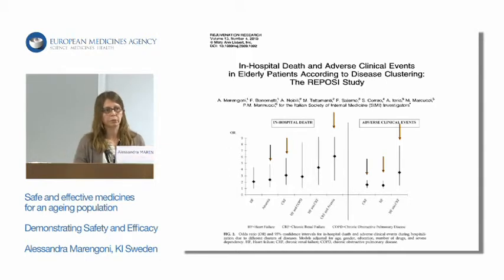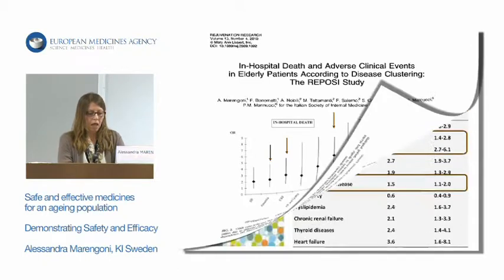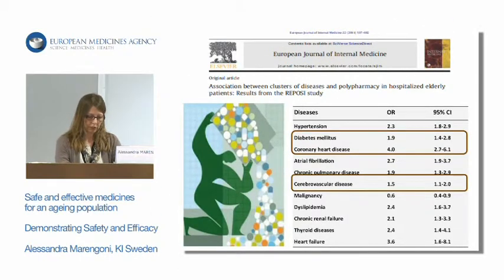For example, on in-hospital mortality or adverse clinical events during hospitalization. In this picture, you see, for example, that anemia, the cluster included anemia and chronic renal failure, had an additive effect on in-hospital death, whereas chronic renal failure and heart failure had an additive effect on adverse clinical events during hospitalization. So the identification of clusters can be used to identify a group of patients at risk for particularly adverse outcome.